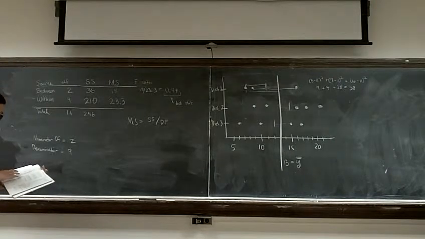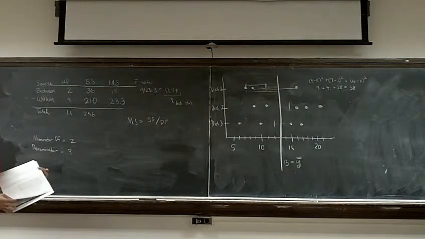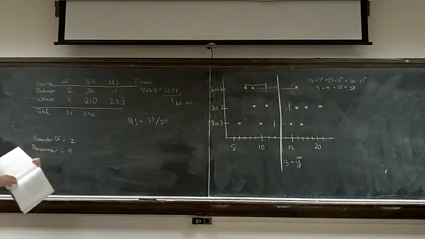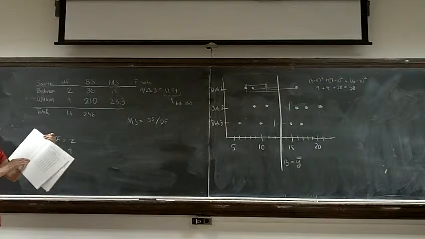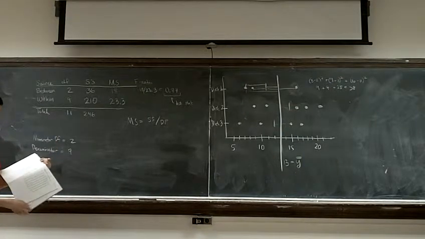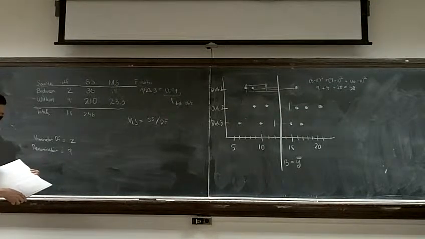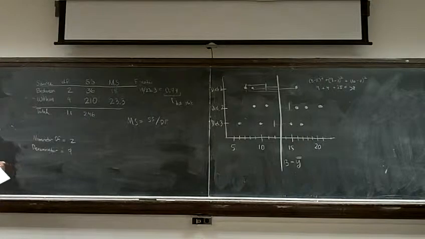Okay. Each one has a different numerator degrees of freedom. So basically, the first page has numerator degrees of freedom equal to 1. The second page has numerator degrees of freedom equal to 2. So we would go to numerator degrees of freedom equal to 2, and then we would go to the row where denominator degrees of freedom is 9.